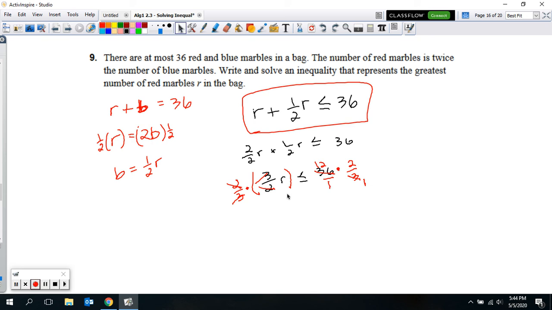So this is going to be r on this side. Are we going to flip it? Well, we were multiplying by a positive, so we keep it. So it's going to be r is less than or equal to 24. And that's our answer. So we wrote it here, and then we solved it here. There's our solution. All right, so that's the end of 2.3, and I'll see you on the next lesson.